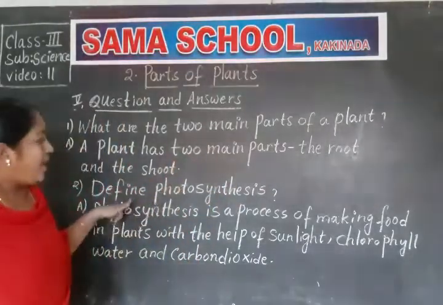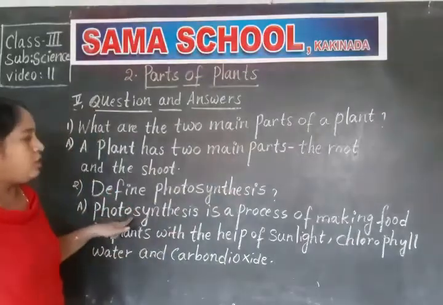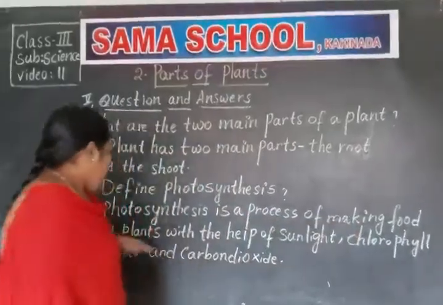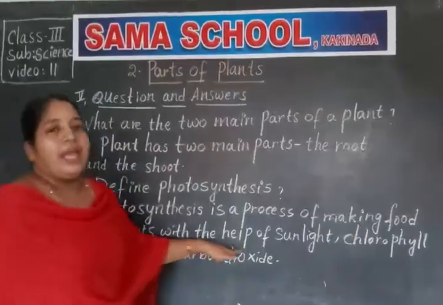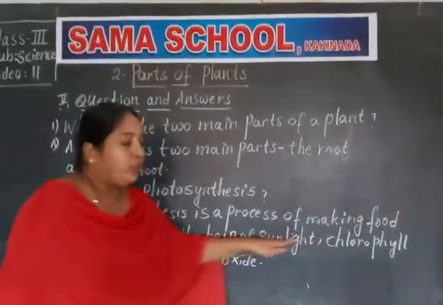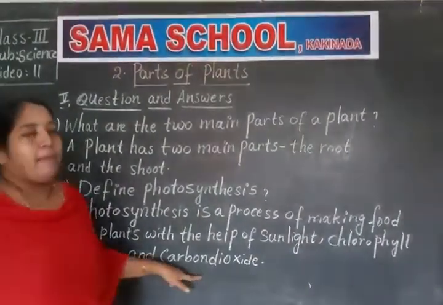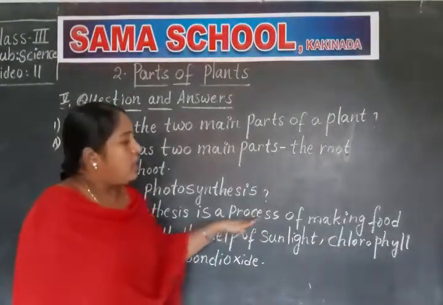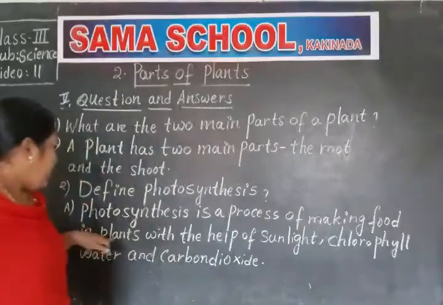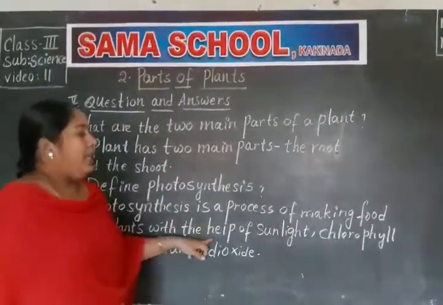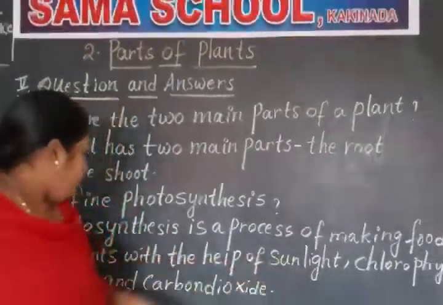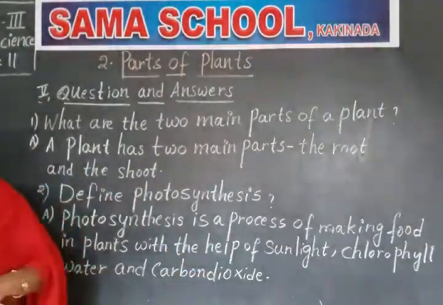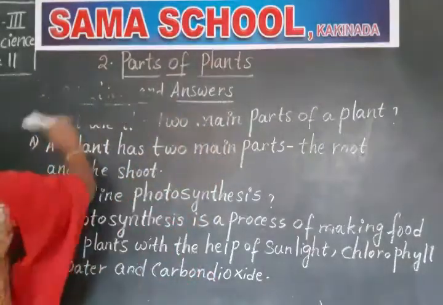So define photosynthesis. What's the question? Define photosynthesis. Photosynthesis is a process of making food in plants with the help of sunlight, chlorophyll, water and carbon dioxide. Okay children, clear these two questions? Yes, let's move into the next question, third question.